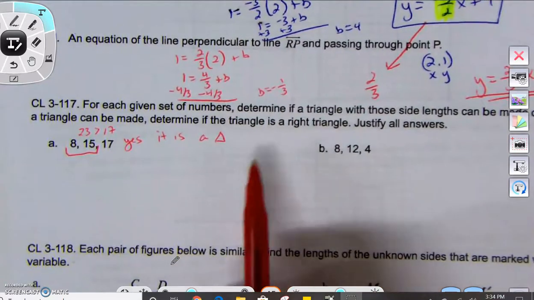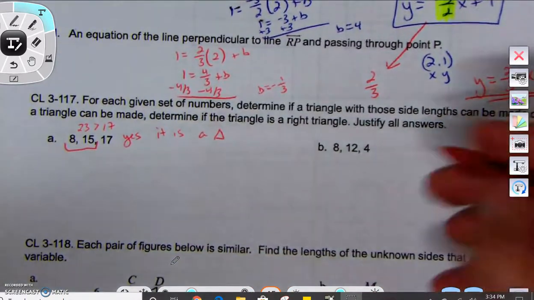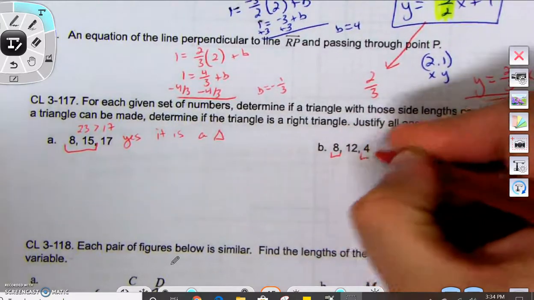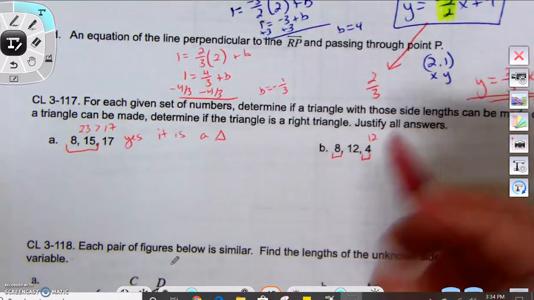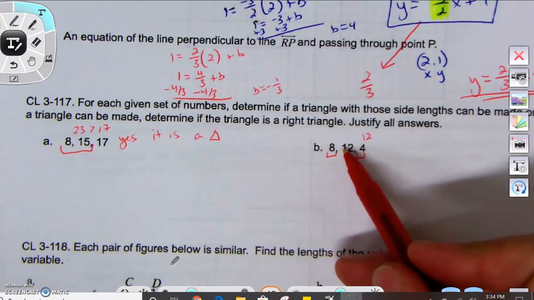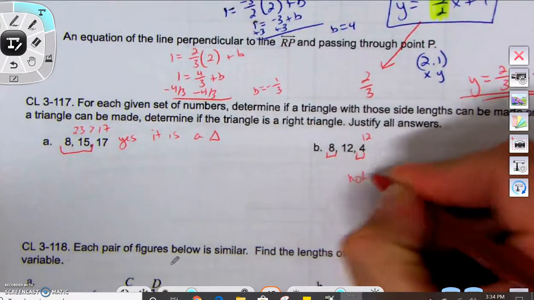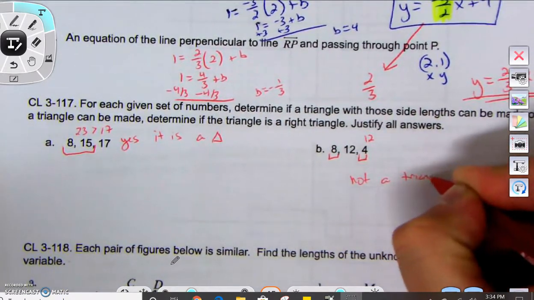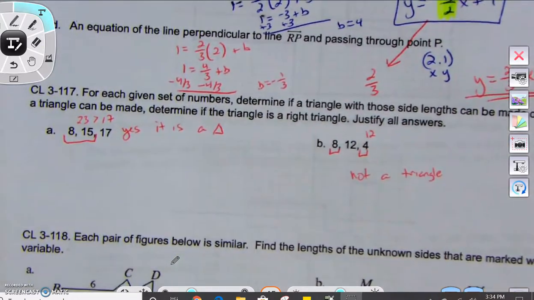So we're going to come back to that to see if it's a right triangle. But if I look at this one, my two smallest sides are 8 and 4, which add up to 12. It cannot be equal. It has to be greater. So this is not a triangle. So 8 and 4 and 12 cannot make it be a triangle.